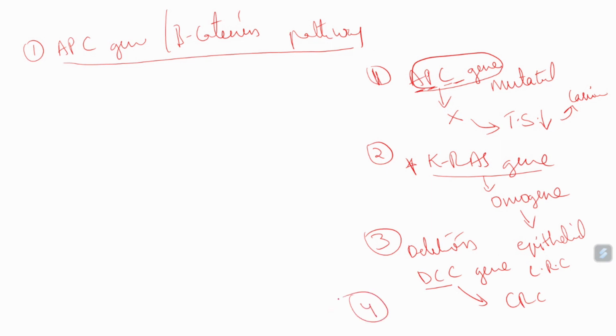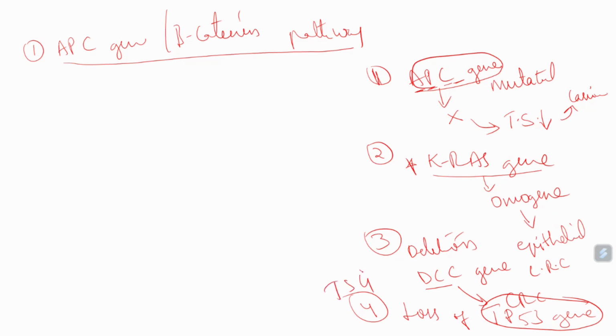And the fourth, a very very important mechanism, is loss of the TP53 gene. What is TP53? What is P53 or the TP53 gene? Yes, are you all following me? TP53 is the tumor suppressor gene, the guardian of the genome.